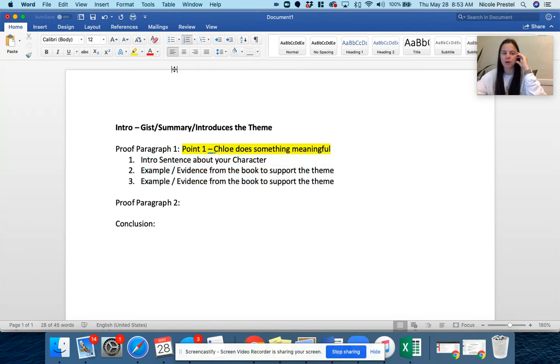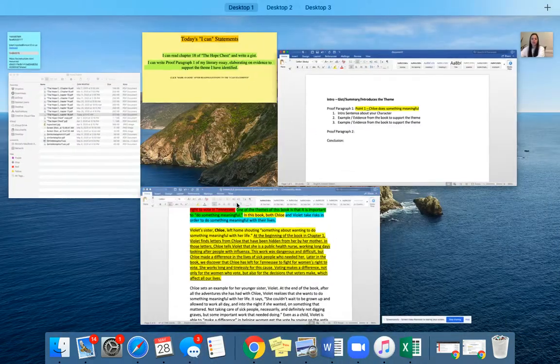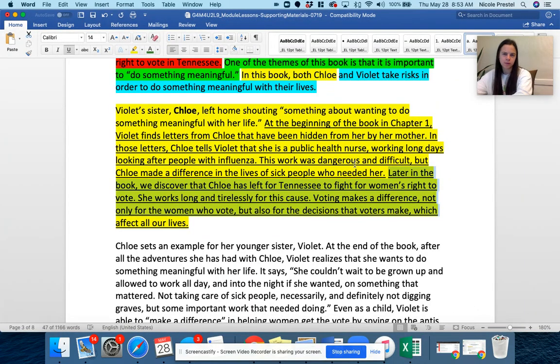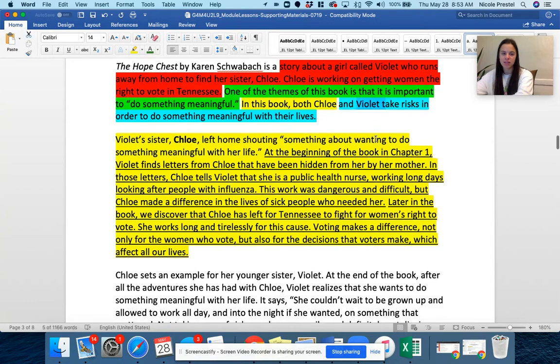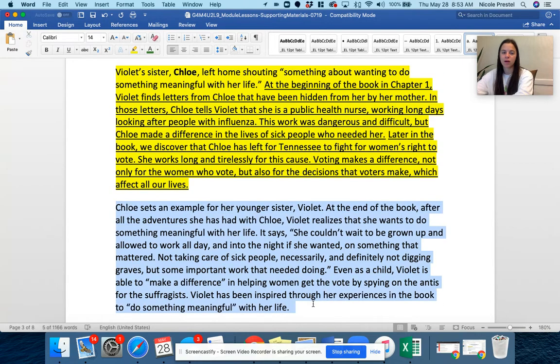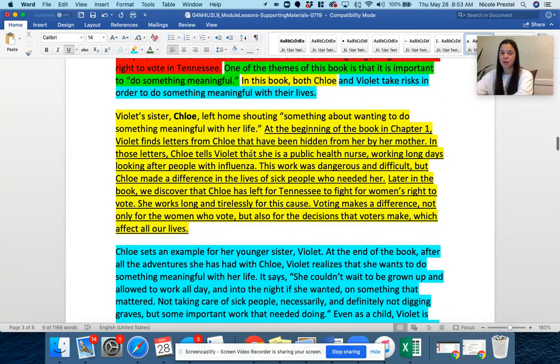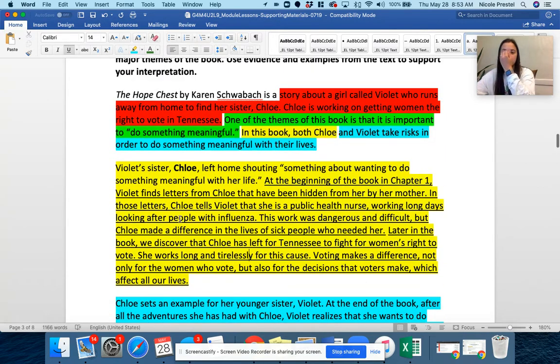Okay, so just remember, this paragraph is about point 1 or point 2? Point 1. So in this example, Chloe is their point 1 and Violet is their point 2. So this paragraph will be all about Violet, which we will get to tomorrow. Okay, so as you can see, it's pretty simple. You can do it. You're going to need your book to find evidence. You can choose from any chapter that we've read so far, and I'll explain it more in the next video.